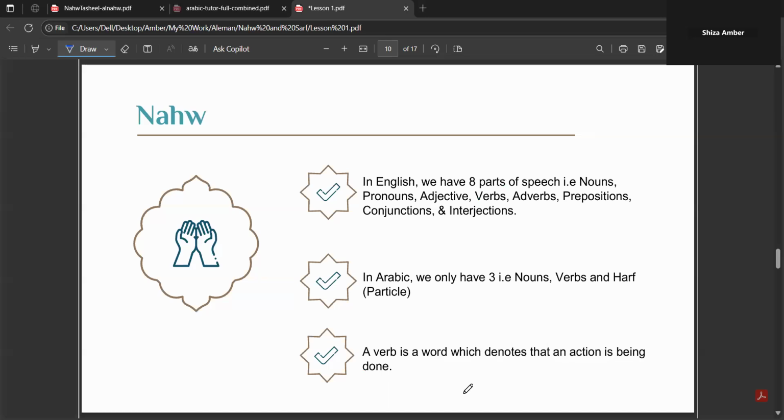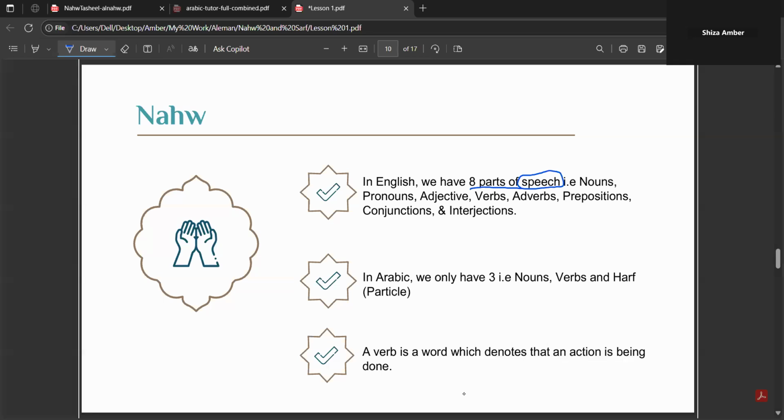All right. So I was discussing that in English, we have lots of parts of speech. A speech is something that we utter from our mouth. Right now, I'm talking, so I am using multiple parts of speech in my communication. In English, we have 8 parts of speech. We have nouns, pronouns, adjectives, verbs, adverbs, prepositions, conjunctions, and interjections.